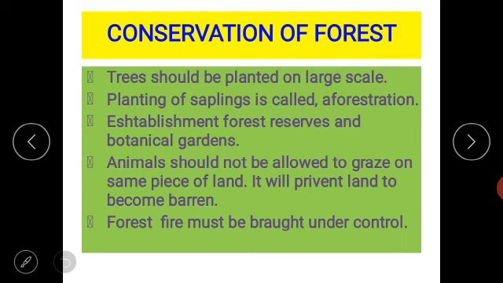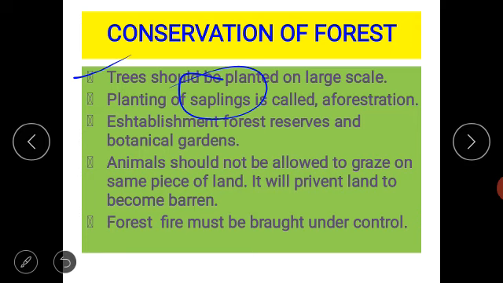So for that purpose, what can we do, which things can we apply to conserve the forest? There are several factors. Let me tell you one by one. First, trees should be planted on a large scale, in a proper way of plantation. We can increase the forest cover in this way. Planting of saplings is called afforestation, meaning planting small trees which in turn will grow into taller and bigger trees, and they will help to increase the forest cover. That is called afforestation.